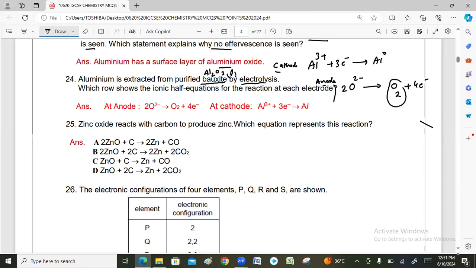The anode is made up of carbon. That carbon can react with the oxygen to make carbon dioxide. So that's why the electrodes, or the anodes, are periodically replaced, because they react with the oxygen to make carbon dioxide.